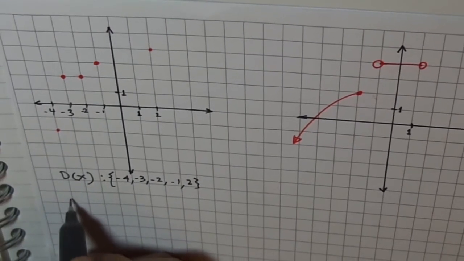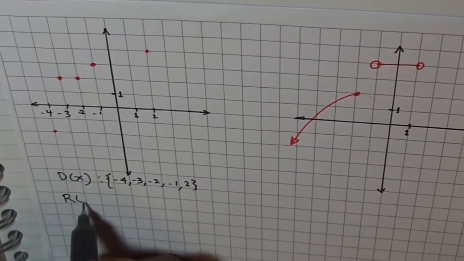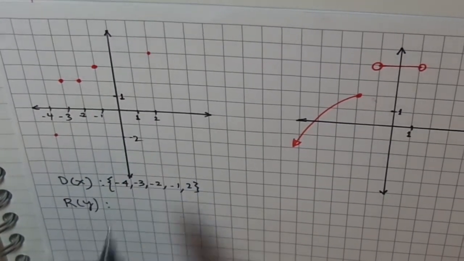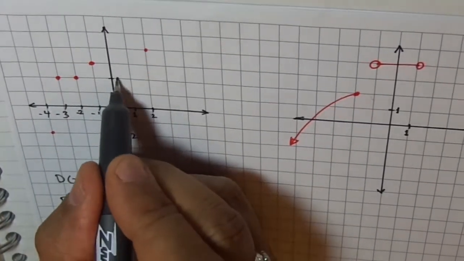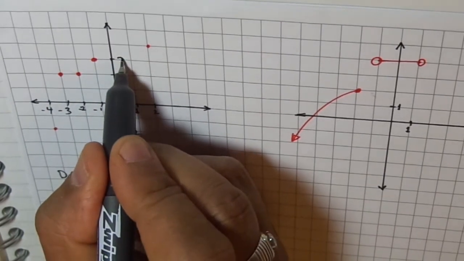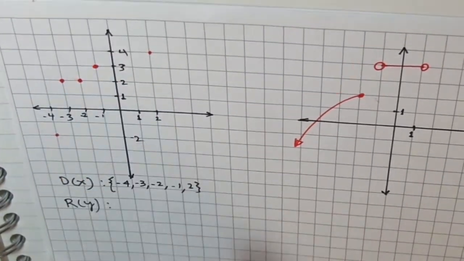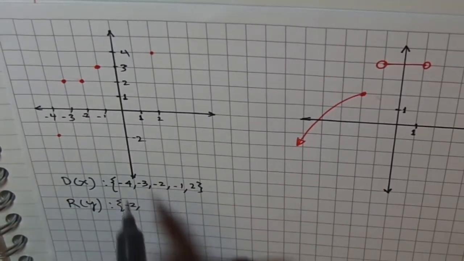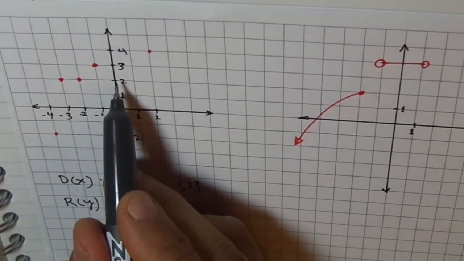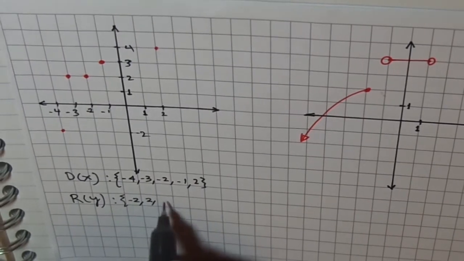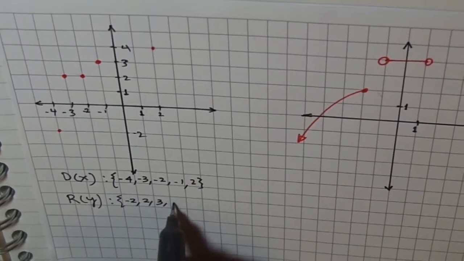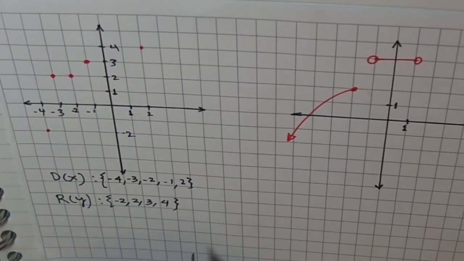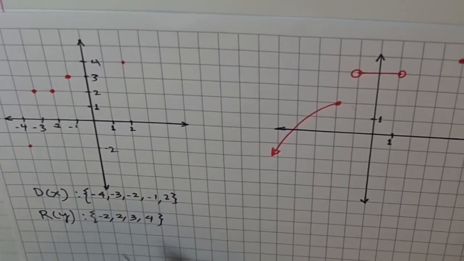And how about range? Range is the y values 1, 2. This is minus 2, correct? And here plus 2 for these, 3 for this and 4 for this. So range is minus 2, 1, 2, 3 and 4. Easy. So list form is pretty easy to write. And let's move on to another example.